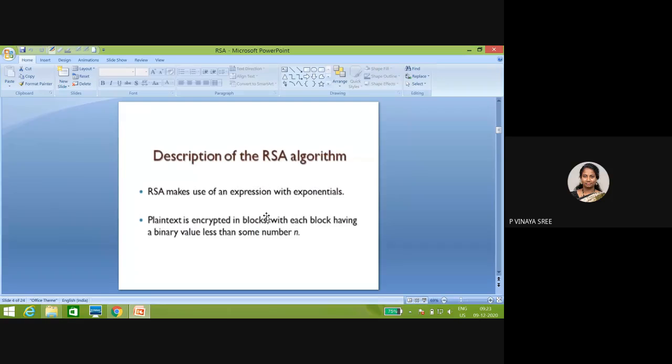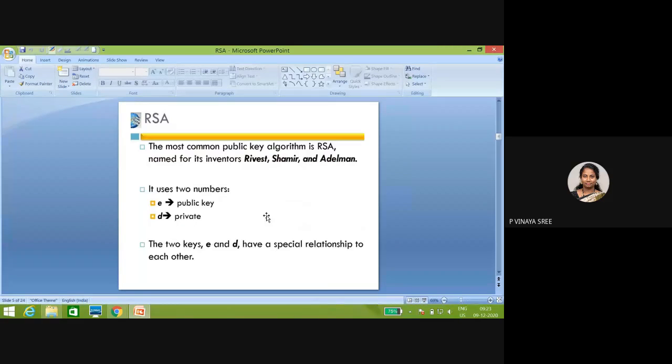It should be the binary value less than some number n. See here, the most common public key algorithm is RSA. The name RSA comes from its three inventors, Rivest, Shamir, and Adleman. So this is your RSA.